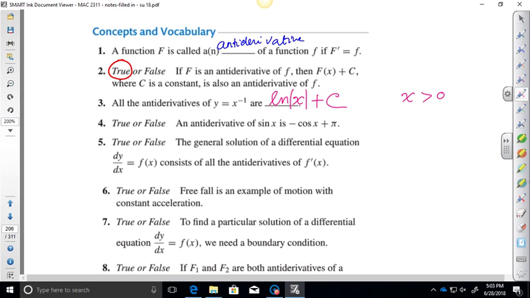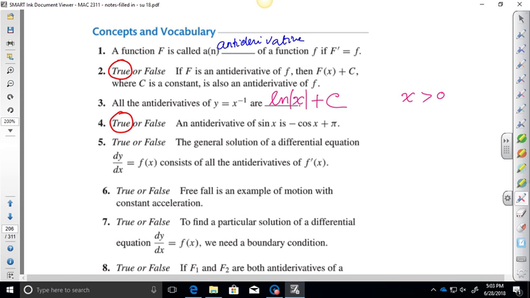What's the antiderivative of sine x? Is it negative cosine x plus pi? Yes, that's one of the antiderivatives, right? If you add a pi, then it's one of the antiderivatives. Yes, that's true.